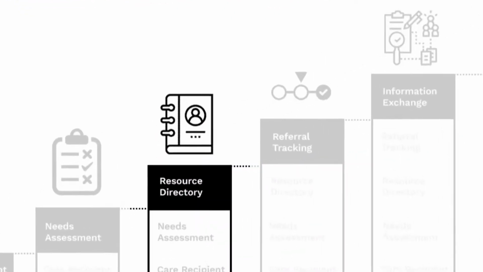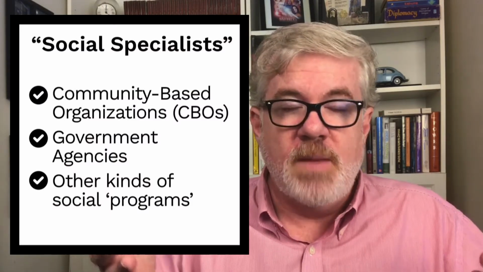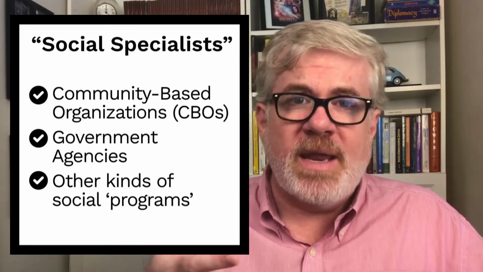Next, resource directory. Basically, what we've got so far is we've identified somebody and a couple of their social needs. Now we have to find some people who can help meet them. Resource directories are basically lists of social specialists who are set up to be able to address a given social need for a given individual. For example, if one care recipient needs emergency housing, you might go to your resource directory to find a shelter for them for the night. There's a lot more to this stage, and people have dedicated an awful lot of effort to make it great. We'll cover all that in more detail later.